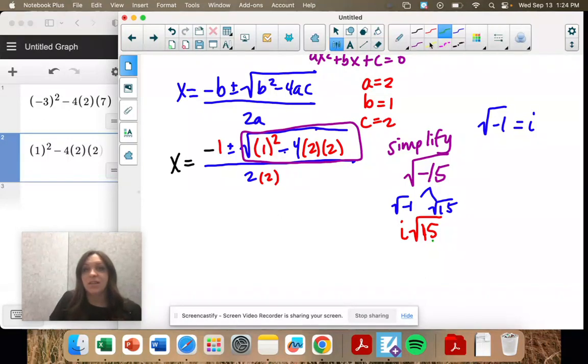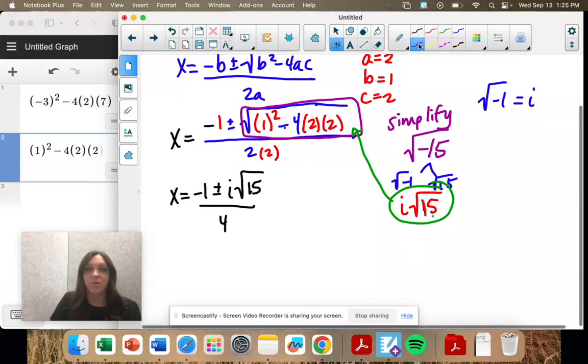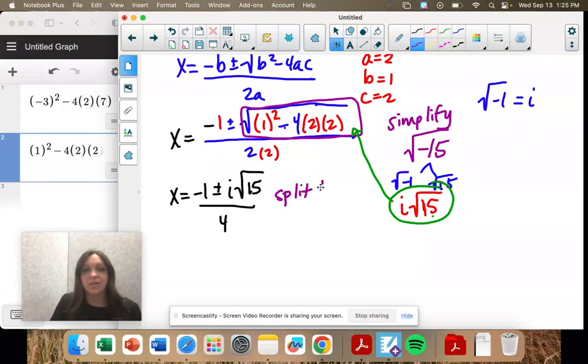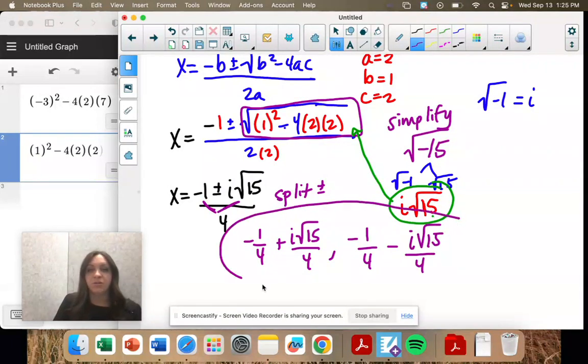That means that this replaces that box. So I have x equals negative 1 plus or minus, and instead of this, I have I square root of 15 divided by 4. And our last step is to split that plus or minus, and remember the 4 goes to both terms. So negative 1/4 plus I square root of 15 over 4. And then that same thing with a minus instead. And those are our two answers.